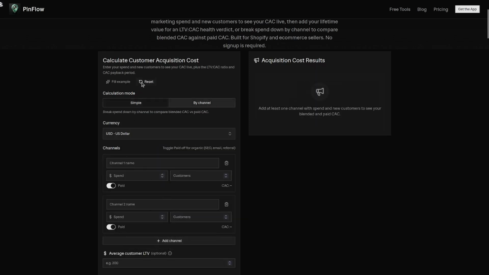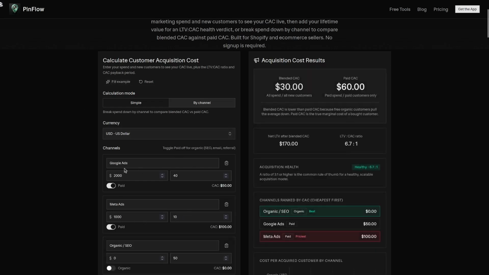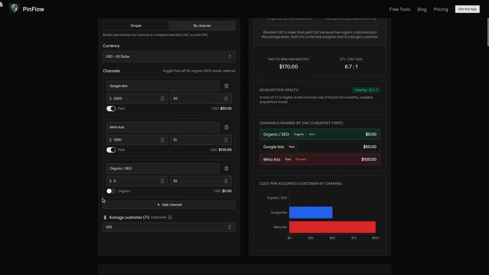Here you can also calculate things for different channels. If you click the reset button, you can see what each input field means. For example, for Google Ads, you spent 2,000 in that period and got 40 customers. Customer acquisition cost for this is around $50. For Meta ads, it is 1,000 divided by 10, that is $100. For organic or SEO, it is 0, so this one is the best.